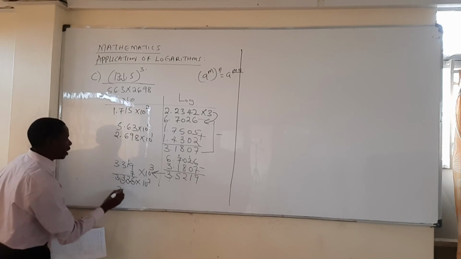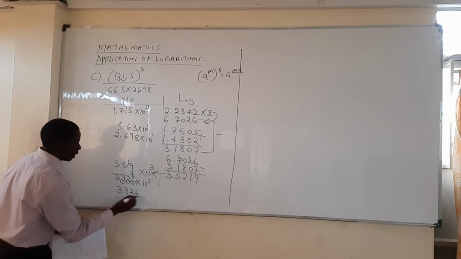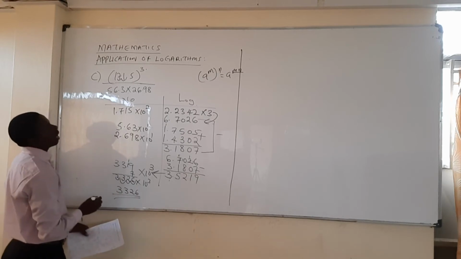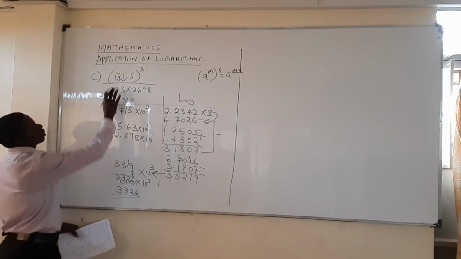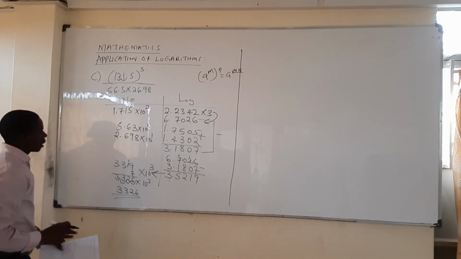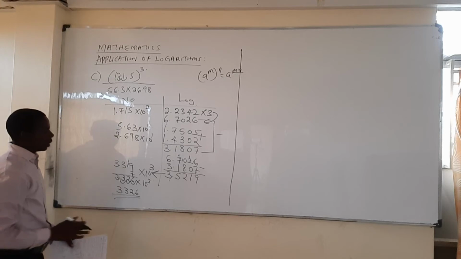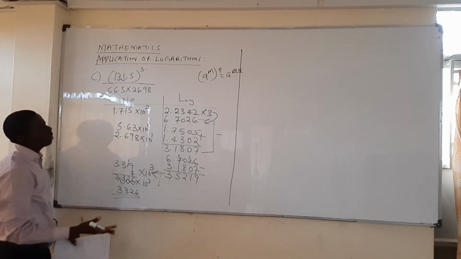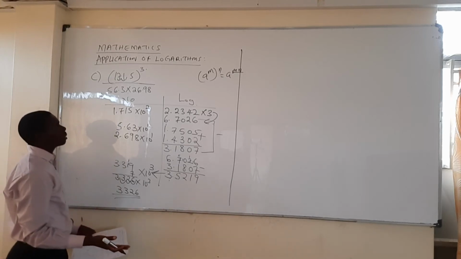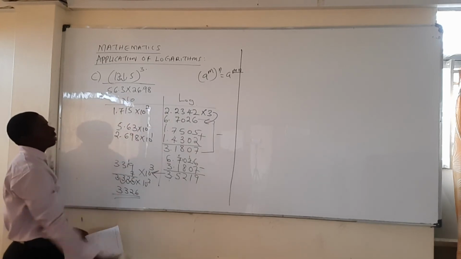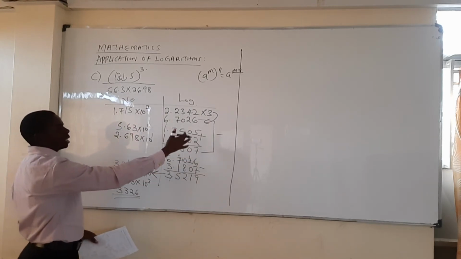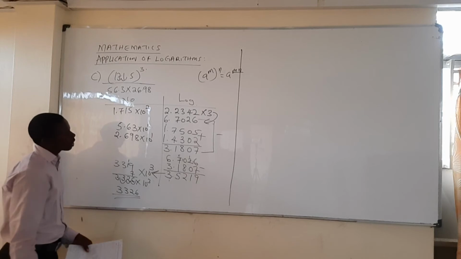You get 3,326 as the solution to that question using the logarithm. So when we are using the logarithm, our work becomes very easy because multiplication and division, when it comes to the logarithm side, we're just adding or subtracting.